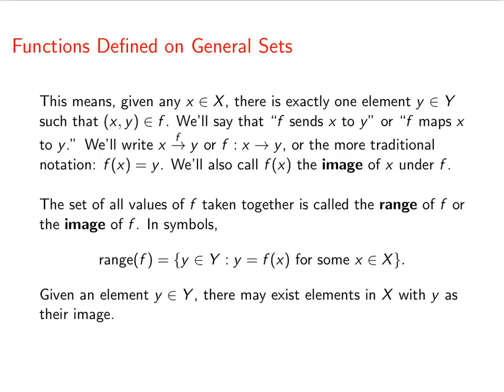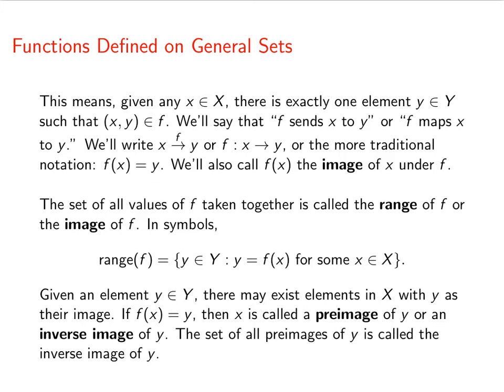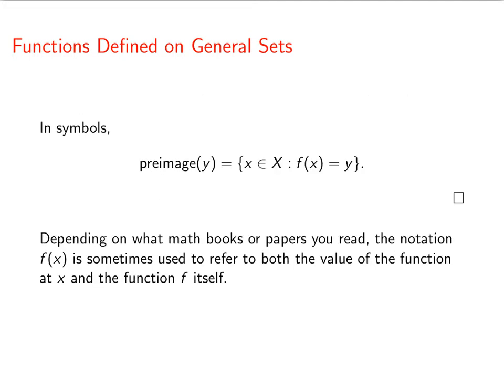Now, given something in Y, there might be some elements in big X with y as their image. So if f of x is equal to y, then we're going to call x a preimage of y, or an inverse image of y. So we're going backwards now. The set of all preimages of y is called the inverse image of y. So in symbols, this preimage of y is a set. It's a set of all things in the domain such that f of x is equal to y.